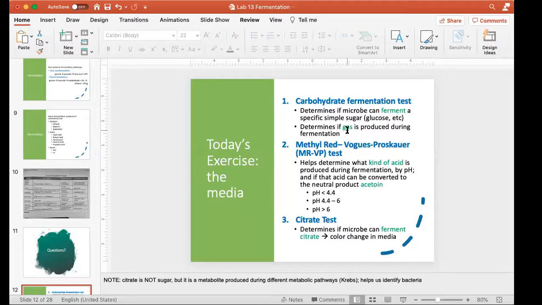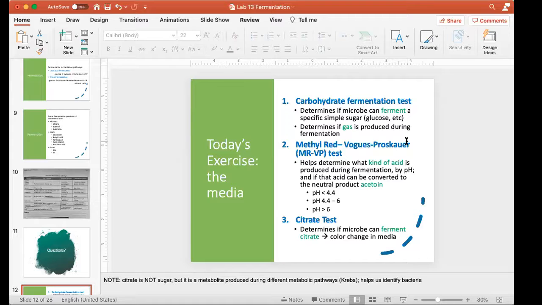The second test has a terrible name. It's called an MRVP test. This stands for Methyl Red Voges Proskauer test. Now you know why everybody calls it an MRVP test. Methyl red is the name of an indicator dye. Voges Proskauer is the name of the scientists who invented this test.